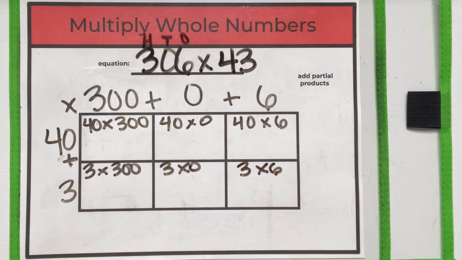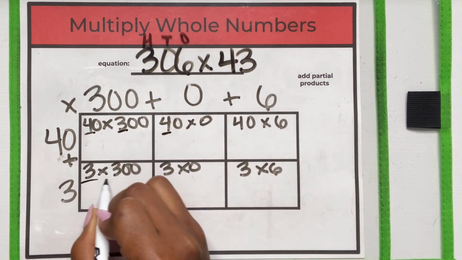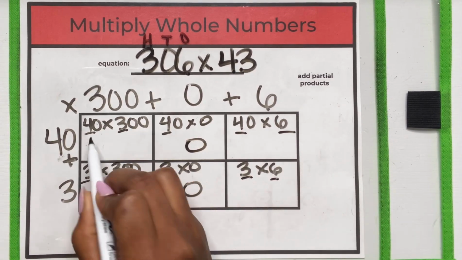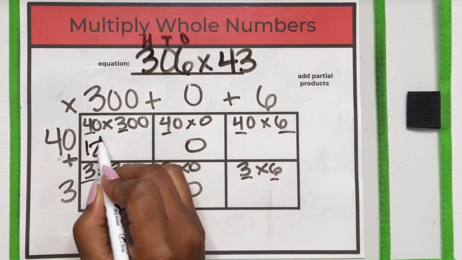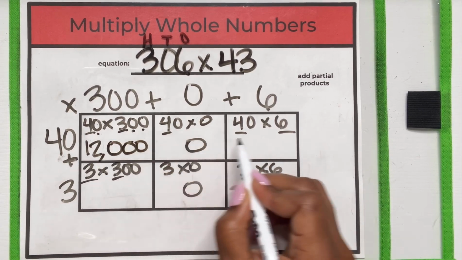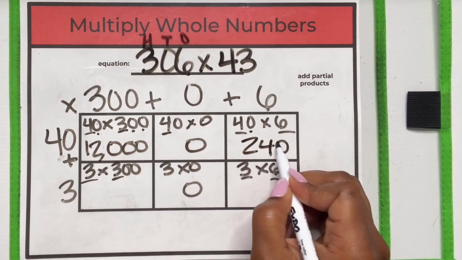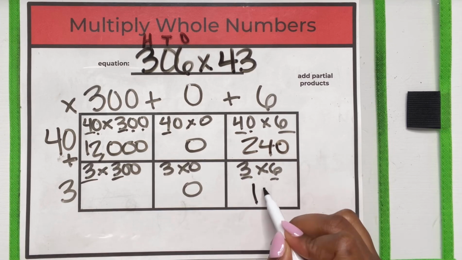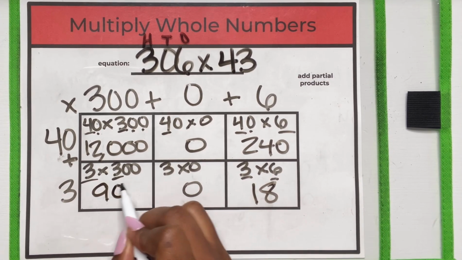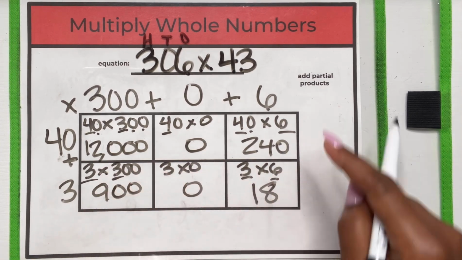Now, let's solve. If you would like to, underline the numbers with value. I already know those are going to be zeros. But okay. 4 times 3 is 12. And we're going to add 1, 2, 3 zeros. 12,000. 4 times 6 is 24. Add the 0. 3 times 6 is 18. 3 times 3 is 9. Add 2 zeros.